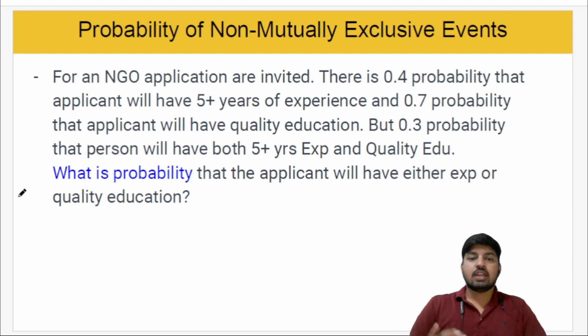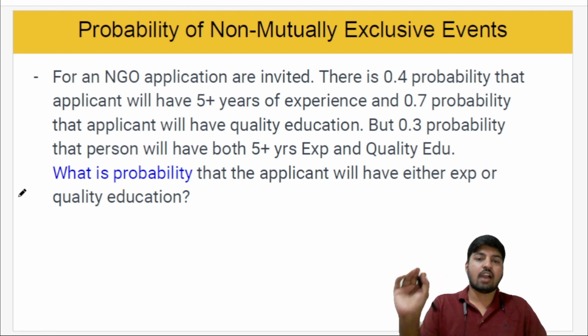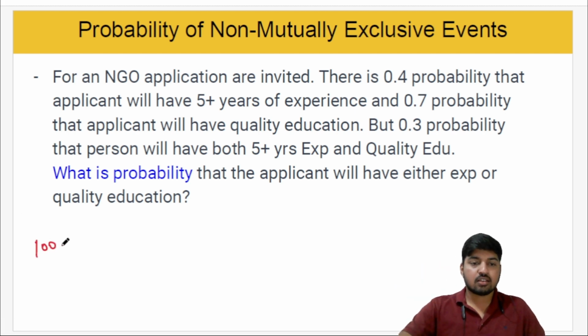It is clear. So now it is the case where you can use your Venn diagrams. I'm having non-mutually exclusive events. Okay. So now I have just modified one example. You see, there is an NGO, and the NGO has invited applications. Because of its prior experience, they know that there is a 0.4 probability that an applicant will have 5 years of experience. So if 100 applicants are applying, approximately 40 are having 5+ years of experience.